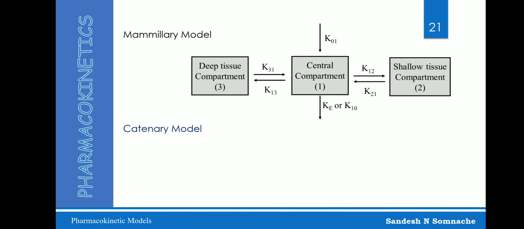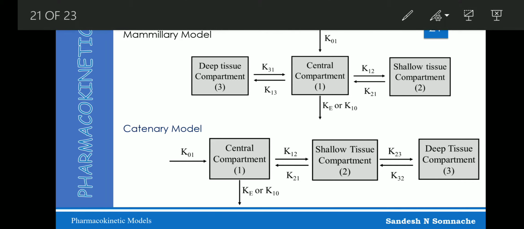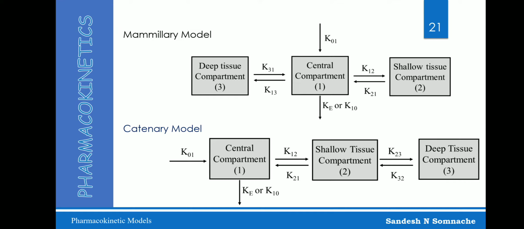So here in the mammillary model, the central compartment is attached with the shallow tissue compartment as well as the deep tissue compartment, while in the catenary model the central compartment is attached as a chain, that is the central compartment is attached with the shallow tissue compartment, and the shallow tissue compartment is attached with a deep tissue compartment, and so on.